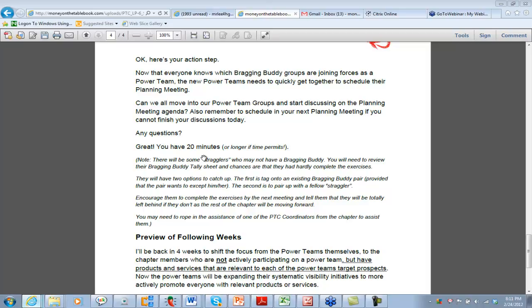Great, you've got 20 minutes, okay? So what are they doing? They're looking at the planning meeting agenda, and they're actually working their way through that agenda, okay? And you can see that agenda on page 26. Just a very simple 3-item planning meeting agenda. They're going to select a leader, how often are they going to meet, and select new Bragging Buddies to start their boot camp meetings. Very simple.